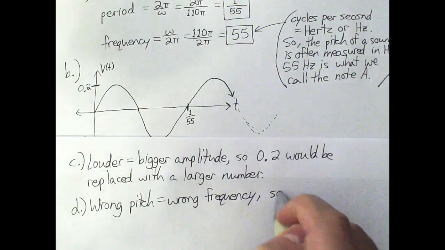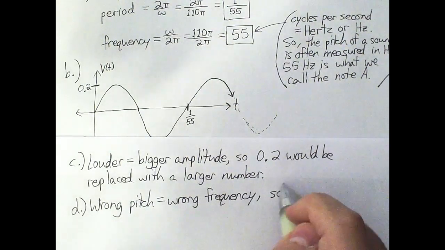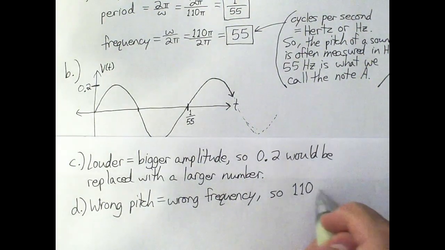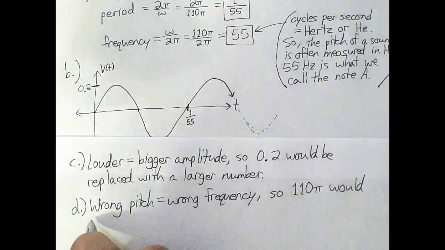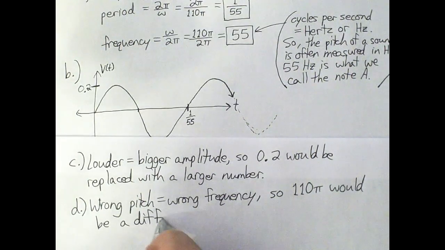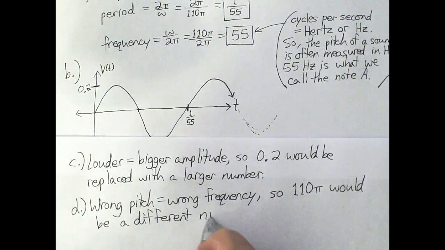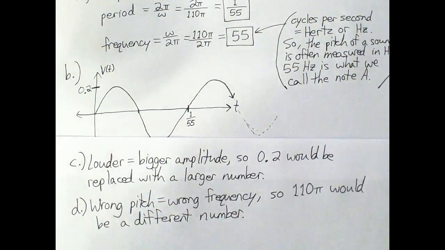So omega would be a different number. That's all I was looking for, part C and D. What number would it be?